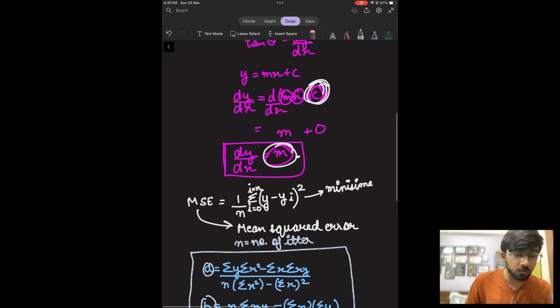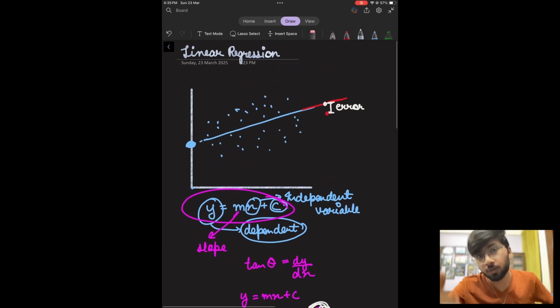So this is all about linear regression, which everybody should know.